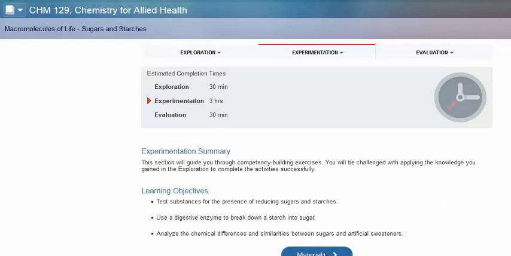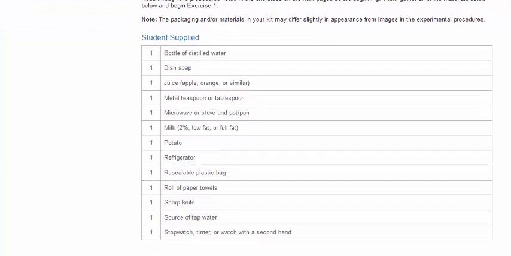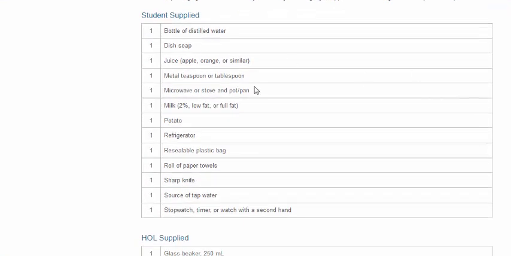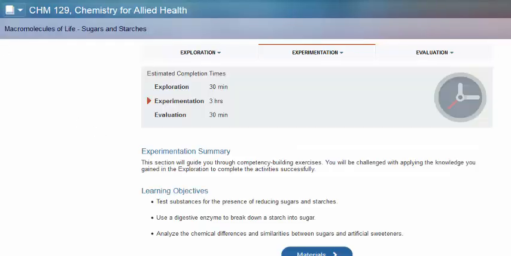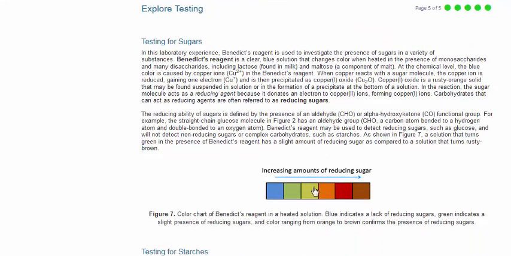So let's just take a quick look at the materials. The student supplied materials are sort of the same. You do have to provide some food for testing, and for the juice, I recommend a clear juice such as apple or white grape juice. Orange juice or grape juice, red or purple grape juice, are sort of intensely colored, and it might be really difficult to see the color changes in juice that is intensely colored.